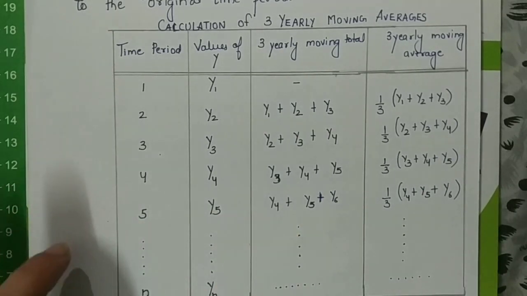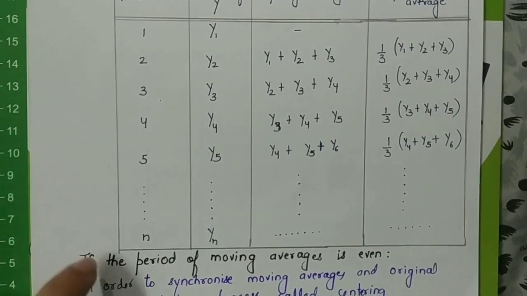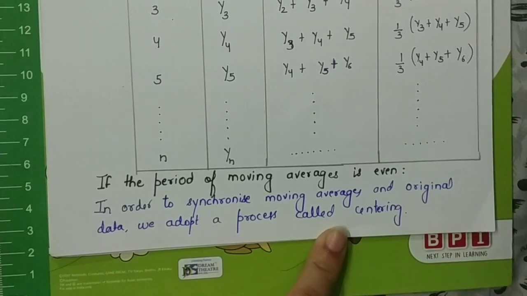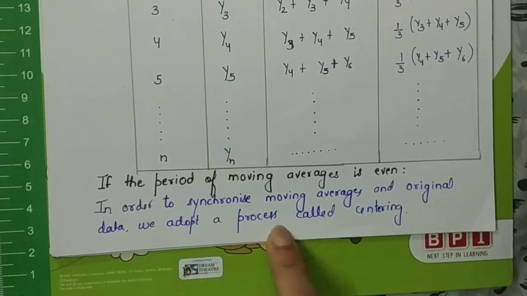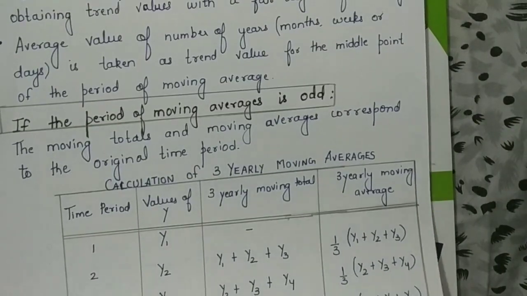But if the period of moving averages is an even number like 4 years, 6 years, then it is a bit complicated, but not much. How do you do that? In order to synchronize the moving averages and original data, we need to adopt a process called centering. What is centering? I'll explain using a table.